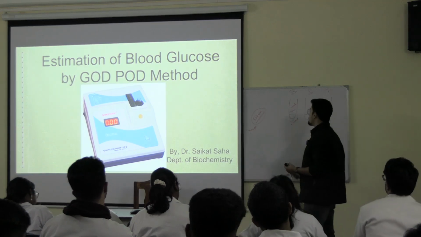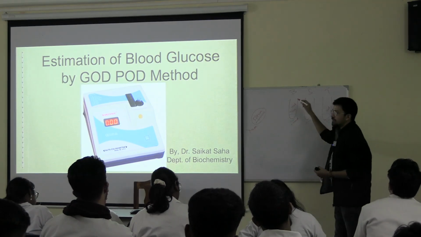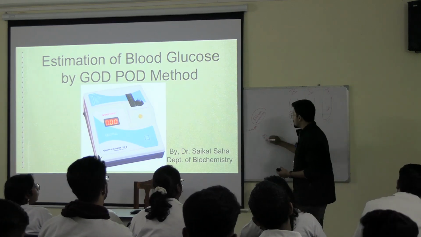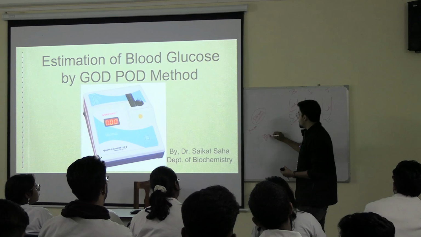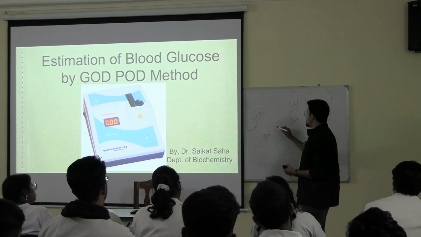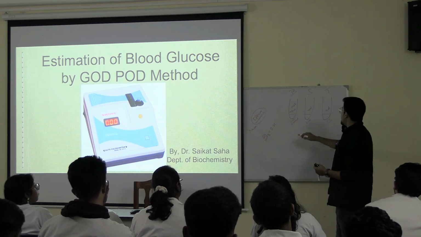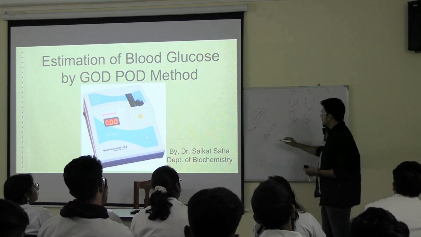So at this wavelength, first of all I will put this blank sample. Once I put the blank sample, I will get some absorbance, that is known as the ODB. Let's say I got the ODB as 0.21, just an example. Then I will do it for the standard as well.